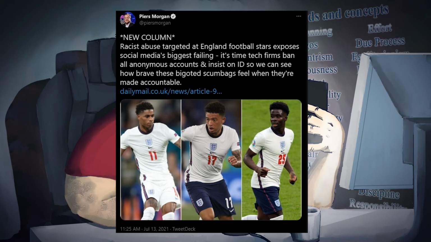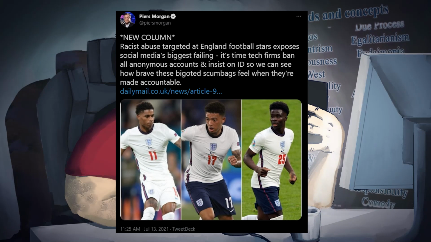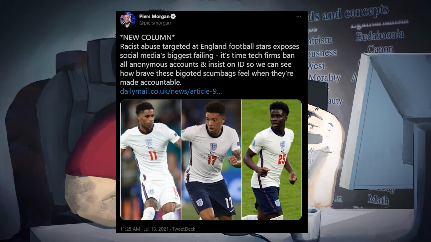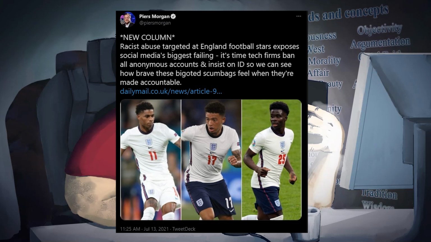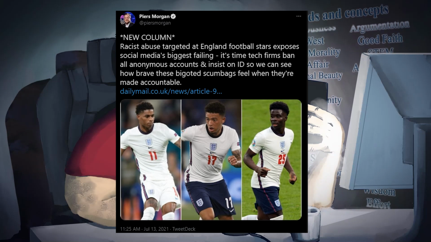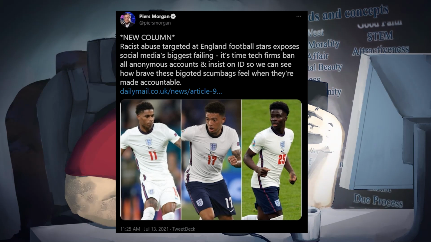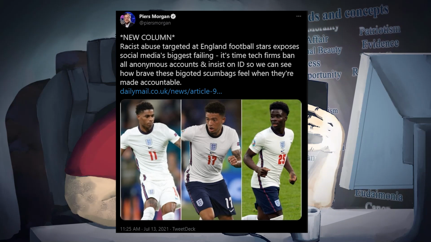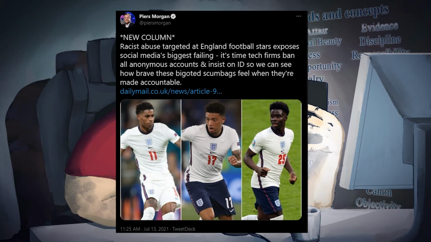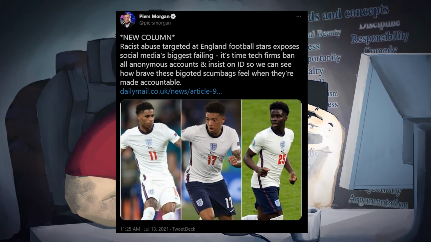Piers Morgan went viral a couple days ago for this stunningly stupid take. "Racist abuse targeted at England football stars exposes social media's biggest failing. It's time tech firms ban all anonymous accounts and insist on ID so we can see how brave these bigoted scumbags feel when they're made accountable. In the name of progressive values, get rid of anonymity."